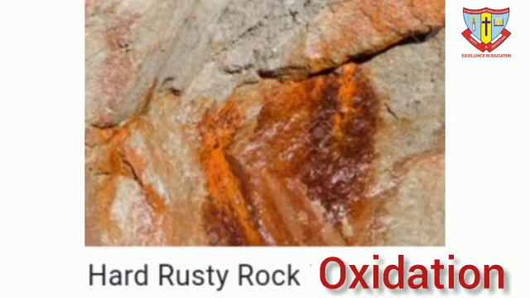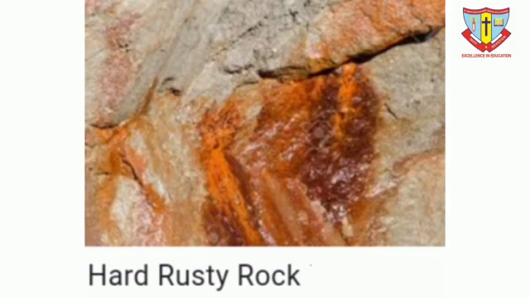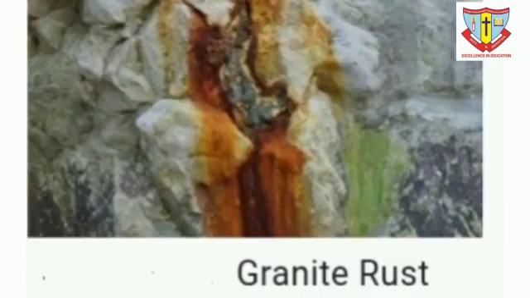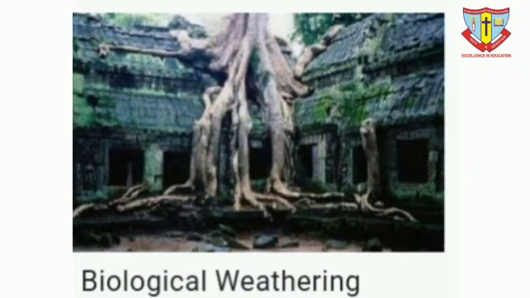Oxidation. This process occurs in rocks which have iron present in them. The iron in the rock comes in contact with water and a chemical reaction takes place between iron and oxygen. Hence, a reddish colored layer forms on the rocks. This is called rust. Biological weathering.